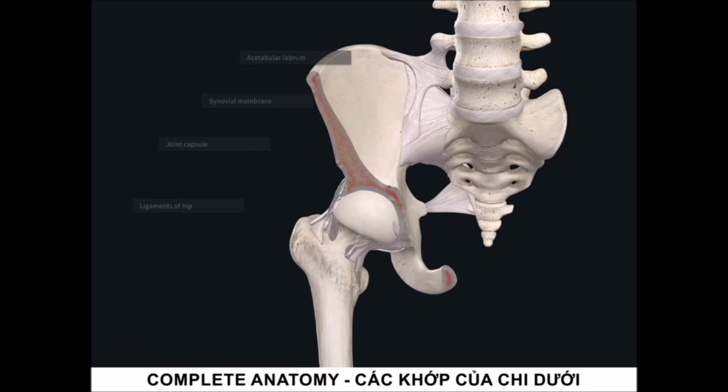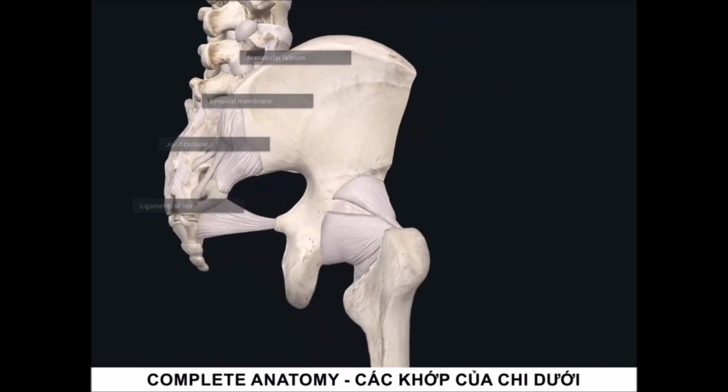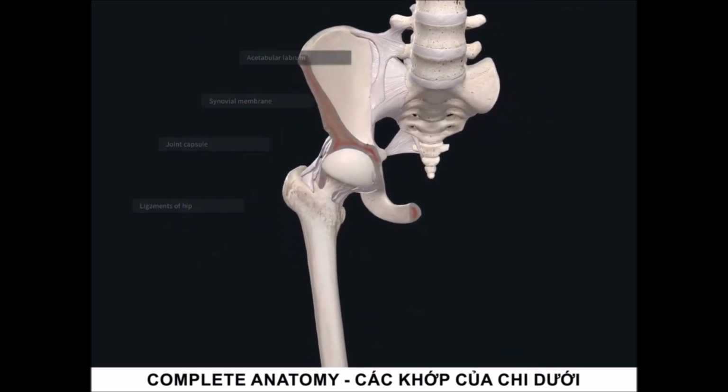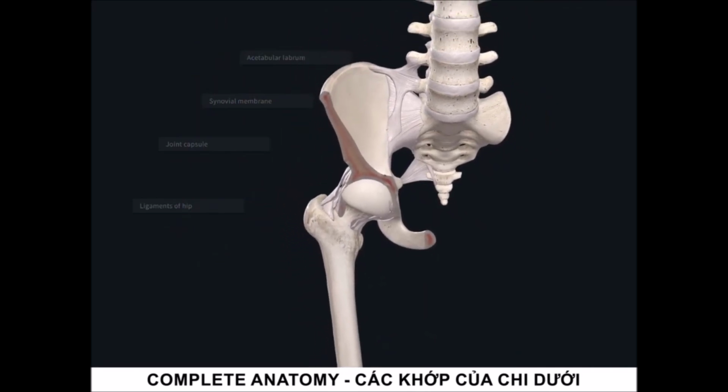This arrangement allows for a multi-axial range of movement, and in fact it's the second most mobile joint in the human body, next to the glenohumeral joint that we saw in the shoulder. And boy, is it strong! As we learned in the previous recording, when standing, the entire weight of the upper body is transmitted through the pelvic girdle to the femora.